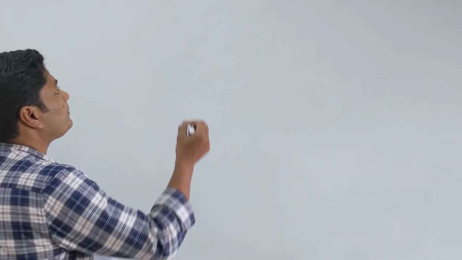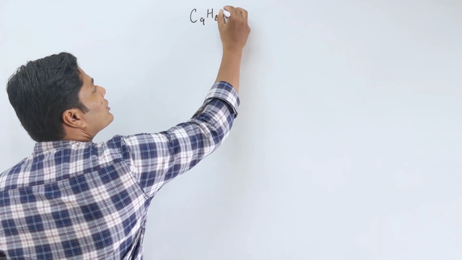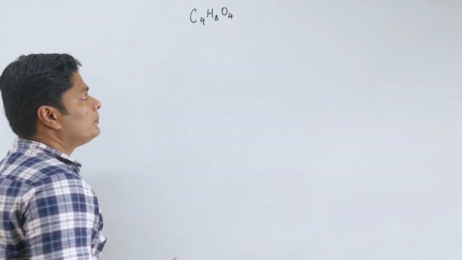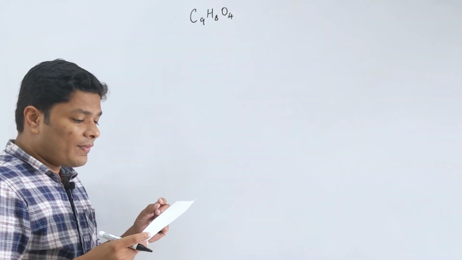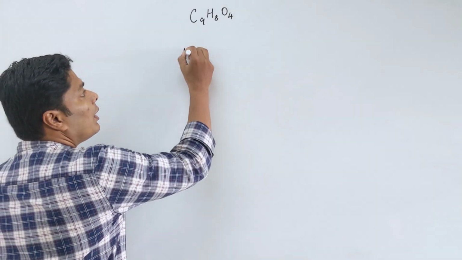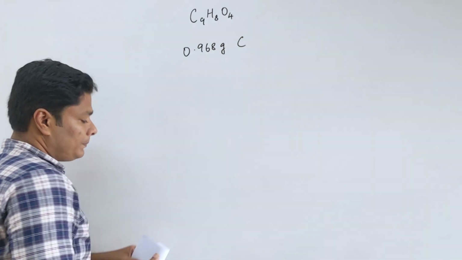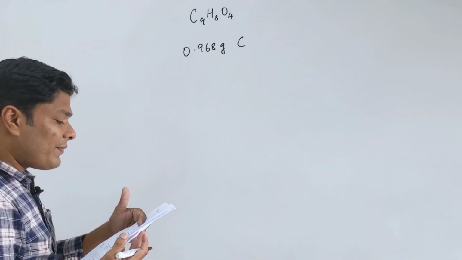Let's go to question number 4. We are talking about molar ratios. The commonly used pain reliever aspirin, everybody knows aspirin, it is C9H8O4. A sample of aspirin contains 0.968 grams of carbon. So I have given 0.968 grams of carbon. What is the mass of hydrogen in the sample?